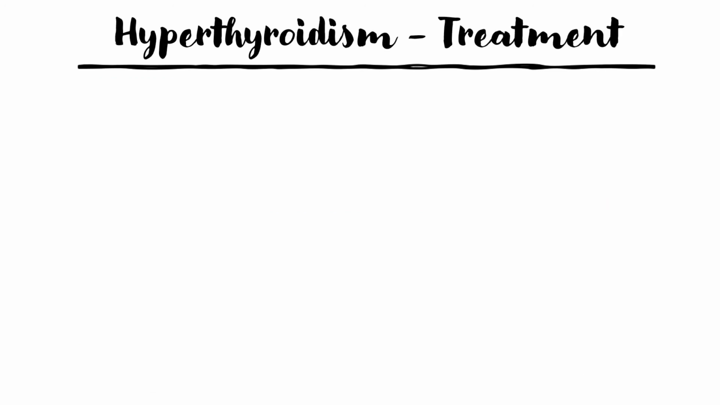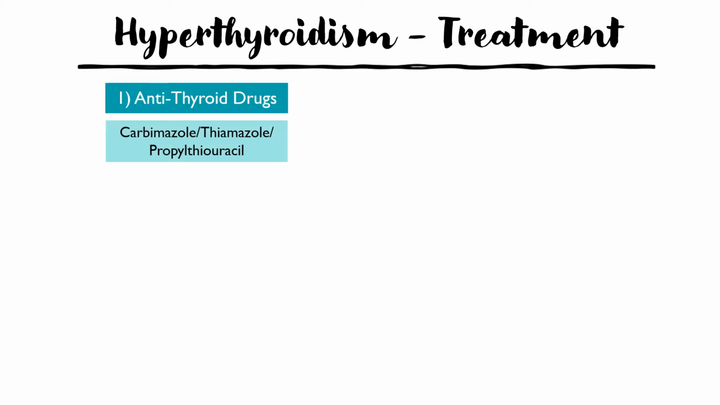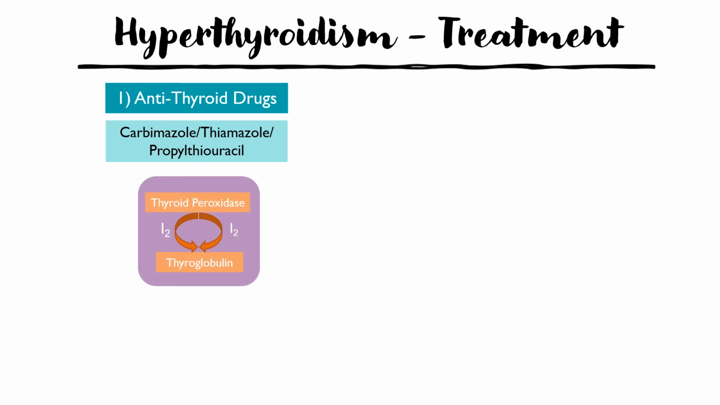Once a diagnosis of hyperthyroidism has been made, there are multiple treatment options. And the first-line treatment is usually antithyroid medication, such as carbimazole or propylthiouracil. So how do these work? Well, an enzyme called thyroid peroxidase normally adds iodine to a substance called thyroglobulin, and this is a key step in T3 or T4 production. Carbimazole works by inhibiting thyroid peroxidase and preventing this iodine addition, and this leads to reduced T3 and T4 levels.